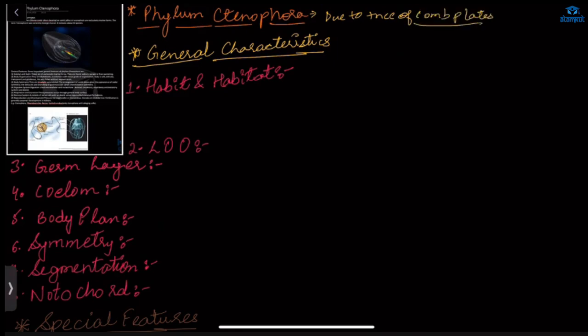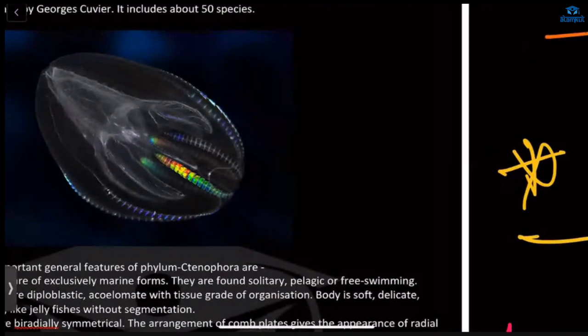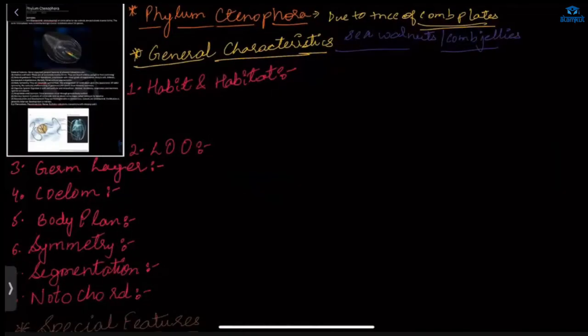Also, due to the presence of these comb plates, they are also called sea walnuts or comb jellies, because whenever you see them, they are almost transparent. This is the original figure. They have comb plates and their structure is somewhat like jelly material. So that is why they are called comb jellies. And why are they called sea walnuts?